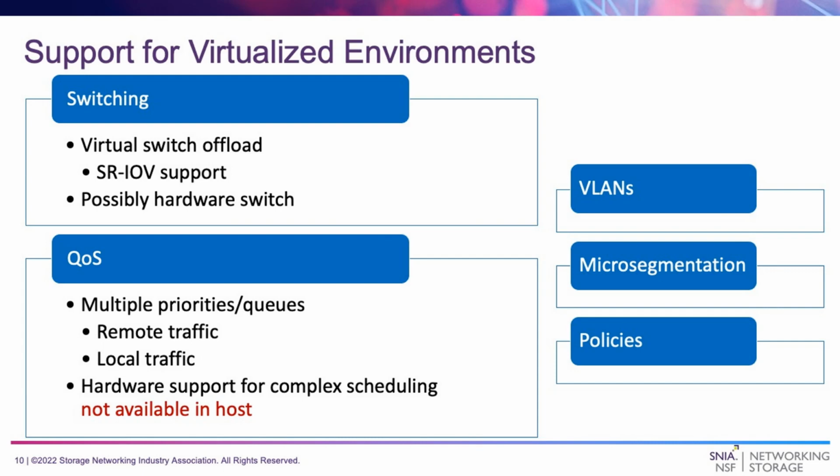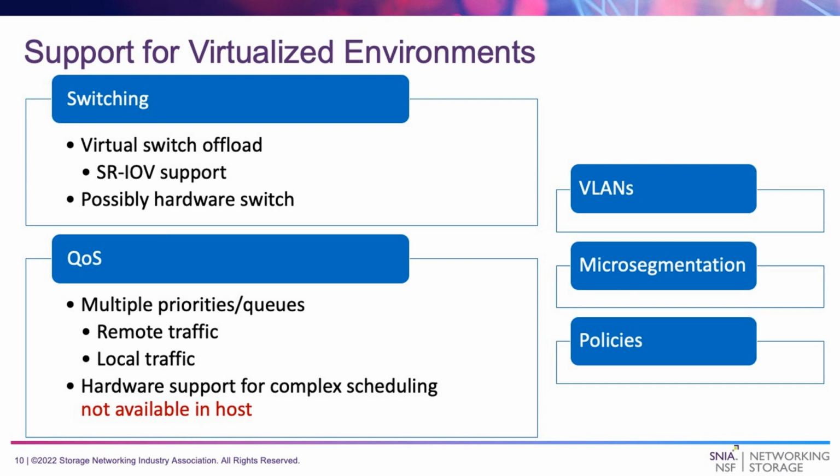And similarly, you can support quality of service, not just for having multiple priorities for the traffic that's going in and out of the network interface card, but also for local traffic that's being switched between offloads. And in this case, you may want to have fairly complex scheduling algorithms. And again, what you can leverage here is specialized hardware for those complex schedulers, which would not be available when the scheduler was implemented in software in the hypervisor or consequently in the host CPU.